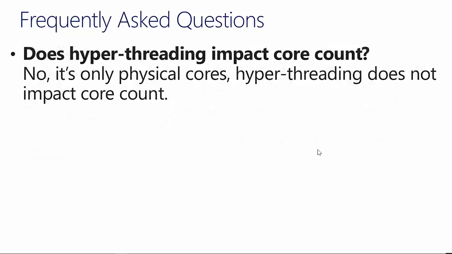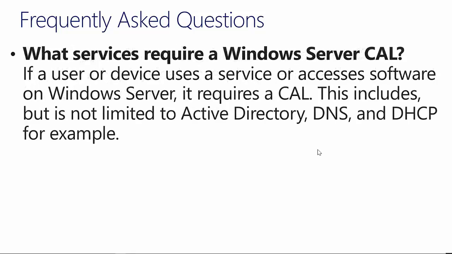So on a related topic, does hyperthreading impact core count? No, it's only the physical cores. So it could be 8 cores with hyperthreading, therefore you might see 16 cores per CPU inside of Task Manager, but technically it's only 8 cores, so you only need to license for 8 cores.